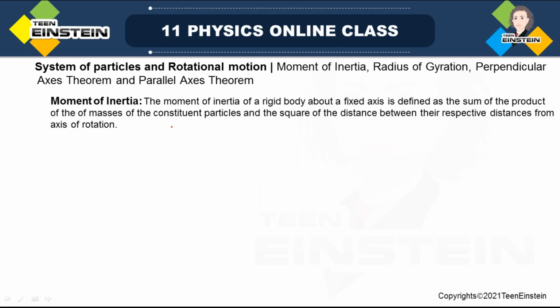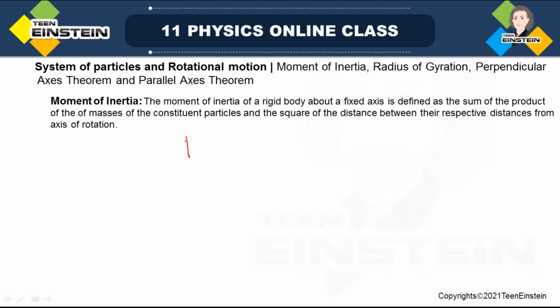Okay, let me give you the definition. The moment of inertia of a rigid body about a fixed axis is defined as the sum of the products of the masses of constituent particles and the squares of their respective distances from the axis.